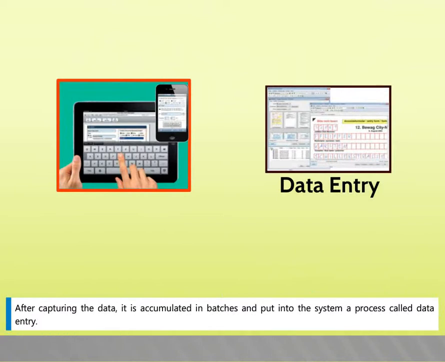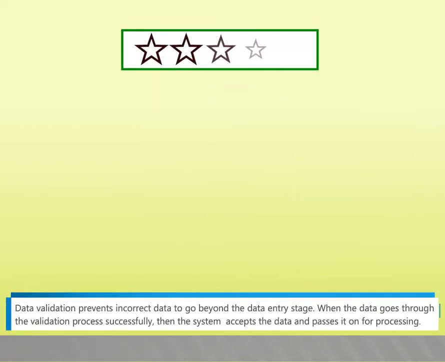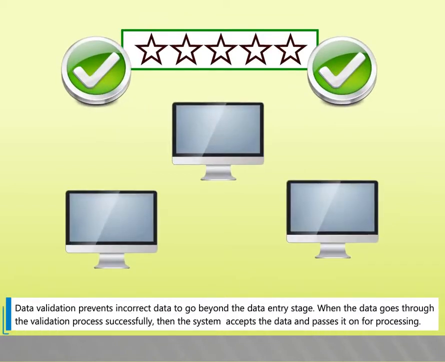After capturing the data, it is accumulated in batches and put into the system, a process called data entry. When data is entered into a system, a program must check it for errors, called data validation. Data validation prevents incorrect data from going beyond the data entry stage. When the data goes through the validation process successfully, then the system accepts the data and passes it on for processing.